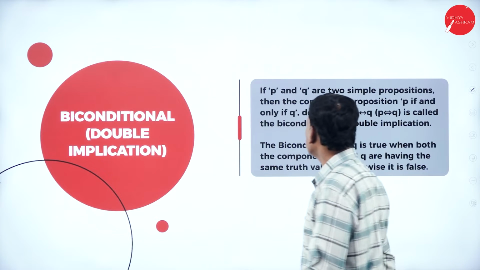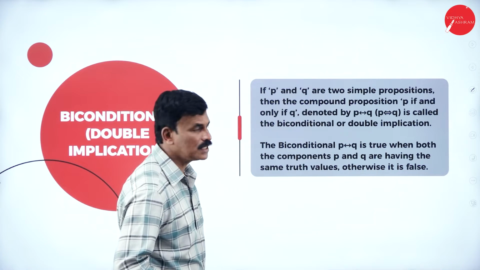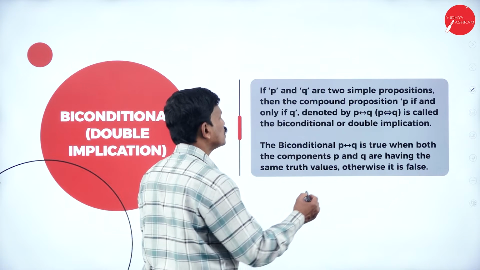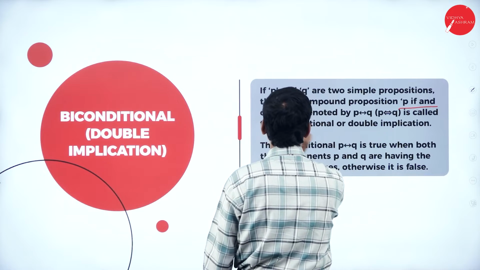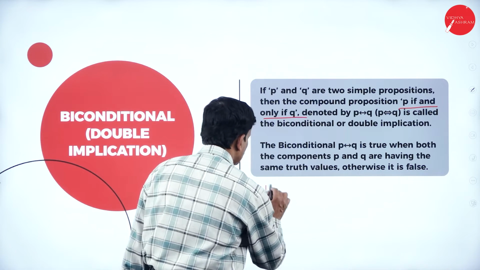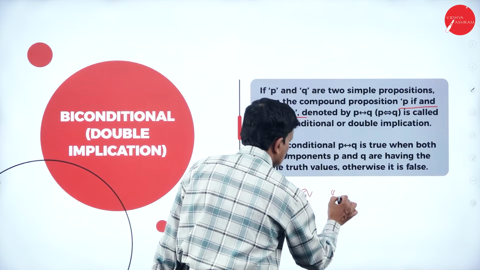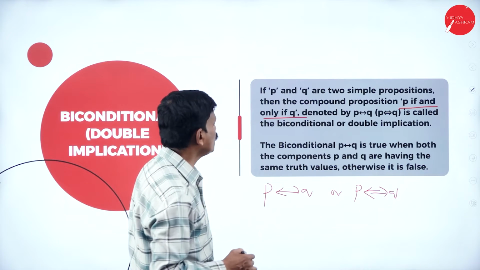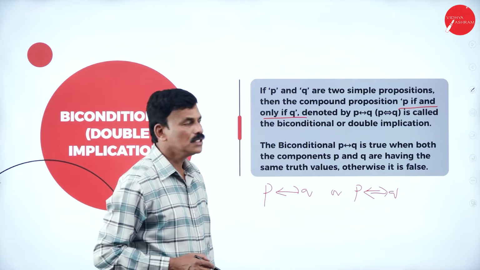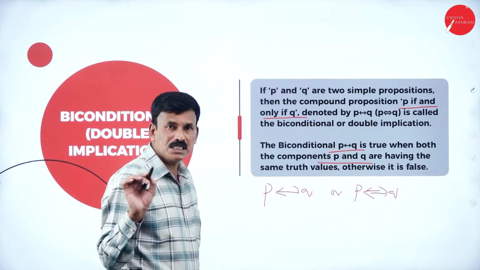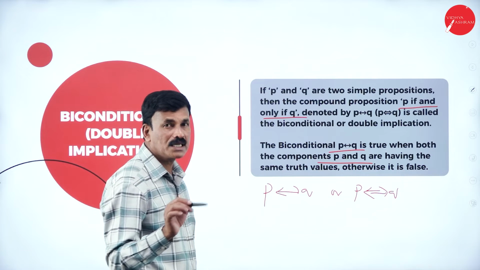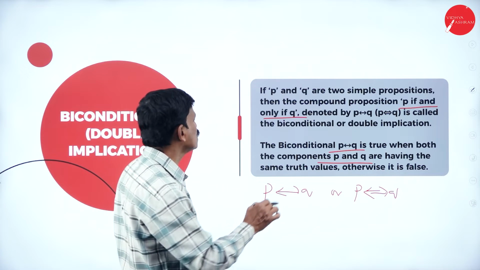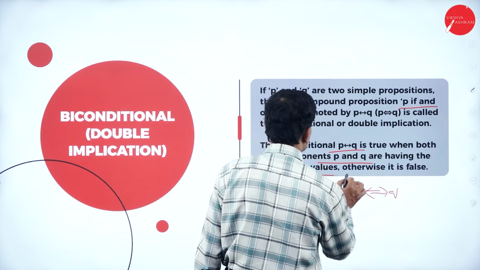Biconditional, that is double implication. What is this biconditional? If P and Q are two simple propositions, then the compound proposition P if and only if Q is denoted as P biconditional Q, or this can also be written as a double implication like this, and is called the biconditional or double implication. The biconditional P biconditional Q is true if both the statements P and Q have the same truth values.